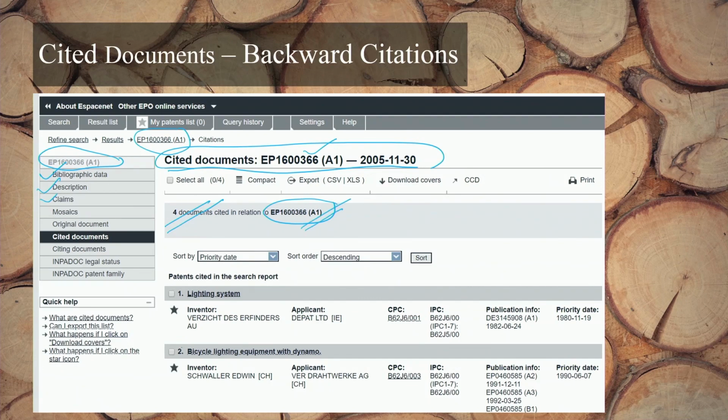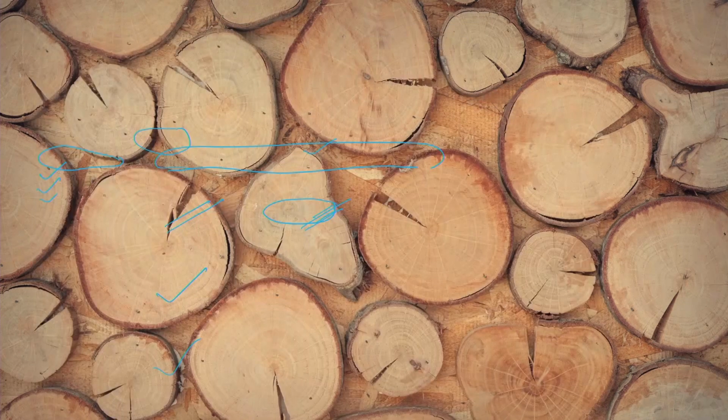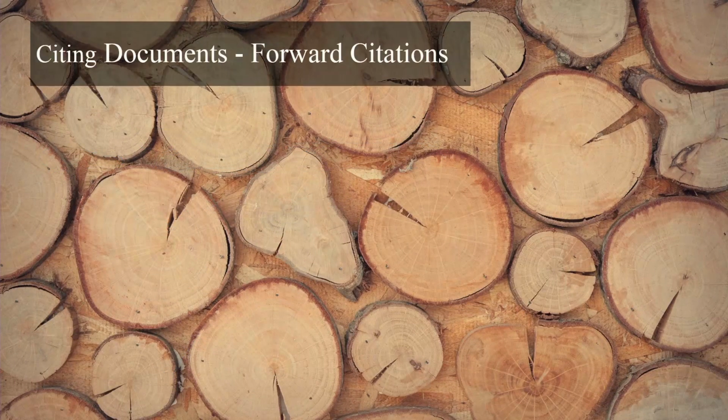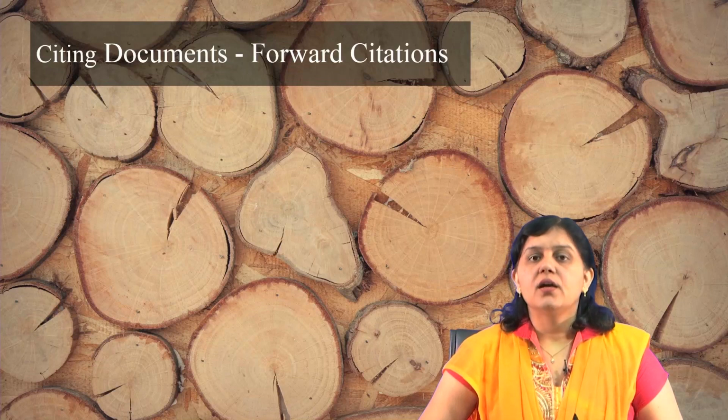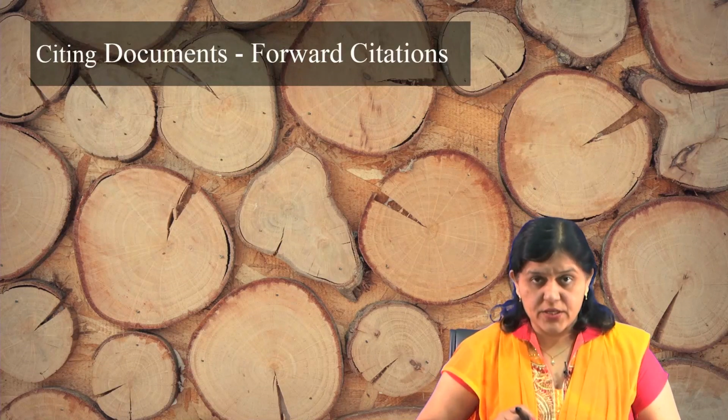So, what are these four documents? Here you can see 2 documents on the screen for this particular patent. So, you can easily see which are the cited documents for this particular document, right. Now, this is what the backward citation is. Okay. Now, we will move further, and next we will see the forward citation. I have already explained what the forward citation is, right.